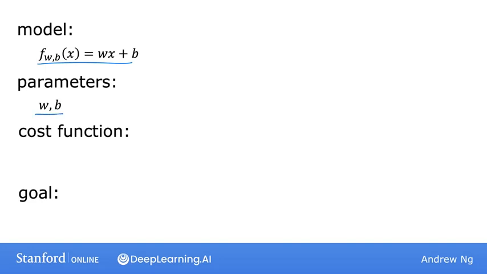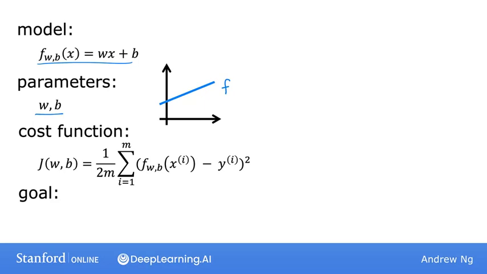Now, depending on the values chosen for these parameters, you get different straight lines like this. And you want to find values for w and b so that the straight line fits the training data well. To measure how well a choice of w and b fits the training data, you have a cost function J. What the cost function J does is it measures the difference between the model's predictions and the actual true values for y. What you see later is that linear regression would try to find values for w and b that make J of w, b be as small as possible.